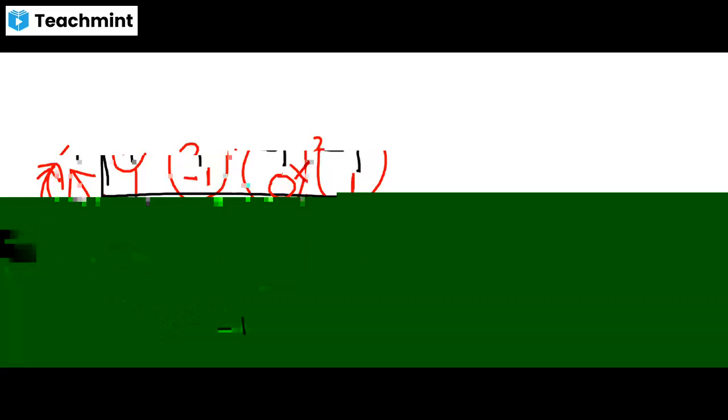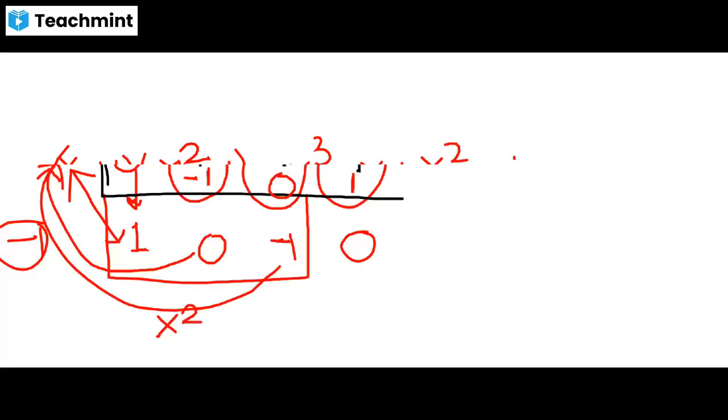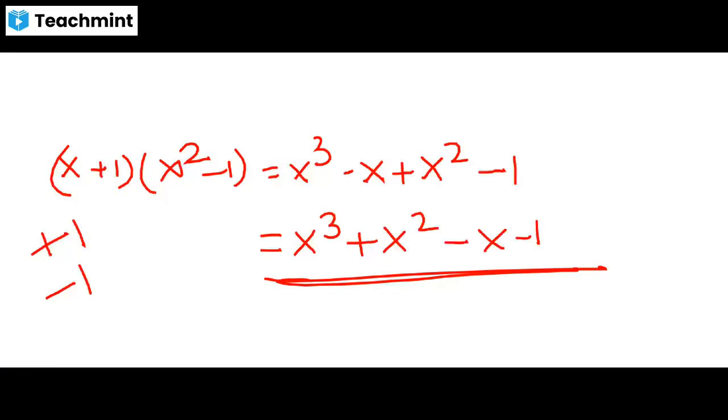x cube minus x plus x square minus 1. If we rearrange it, we get x cube plus x square minus x minus 1. This is the same original equation which we started with, and we correctly found the roots of this cubic polynomial, which came out to be plus 1, minus 1 and minus 1.